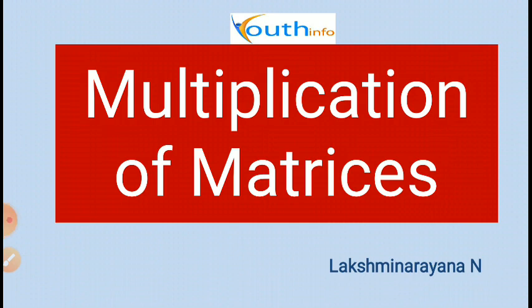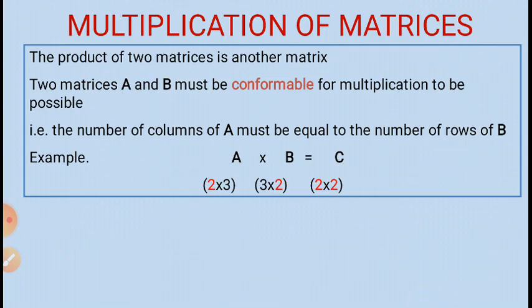Hello students, now we are going to learn multiplication of matrices. What is multiplication of matrices? The product of two matrices is another matrix. If we consider two matrices A and B, they must be conformable for multiplication to be possible. That is, the number of columns of A must be equal to the number of rows of B.